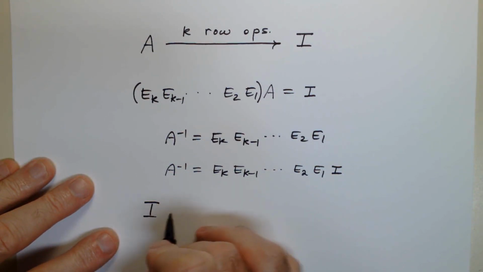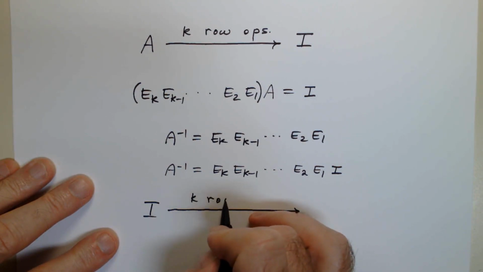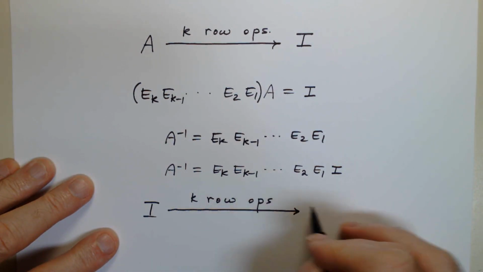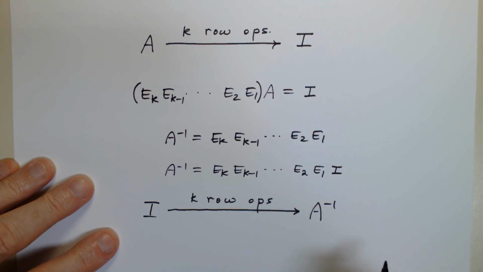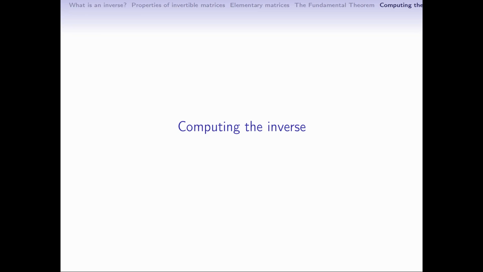So A followed by the exact same K row operations in exactly the same order will result in the inverse matrix. And so that's what theorem 3.14 is telling us, and we can use this to great effect, as we'll see. Our theorem 3.14 gives us an excellent method for computing the inverse of an invertible matrix.